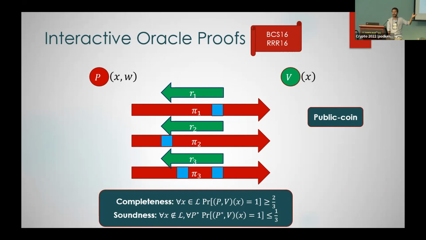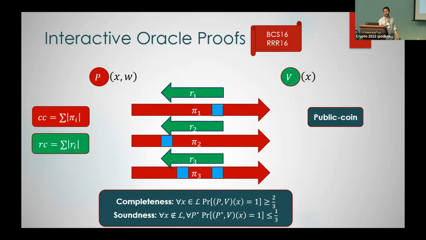So we have the usual requirements of completeness and soundness. And just to establish some notation, when I say communication complexity, denoted by CC, I am referring to the total length of the prover messages. So I'm not counting the verifier messages. Those are counted towards the randomness complexity, which we denote by RC. And finally, the query complexity is the number of queries that the verifier makes at the end.